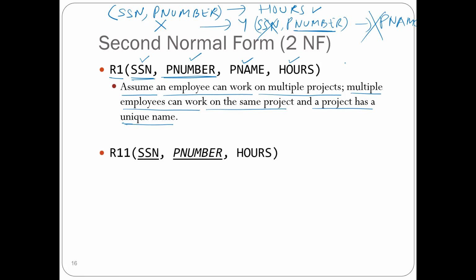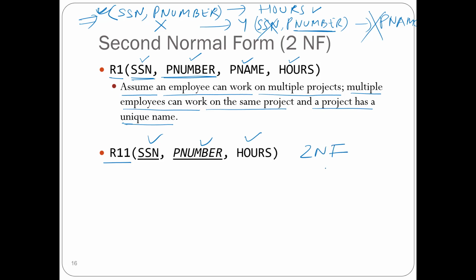And here we go. How do we break? Well, we will keep these three attribute types together, right? Like R11 with SSN, P number and hours. Why? Because they are perfect, right? We have one functional dependency, which I have listed over here, and we are fine with that. Here, the hours is fully functionally dependent on our key, right? Good. That is in accordance with second normal form.